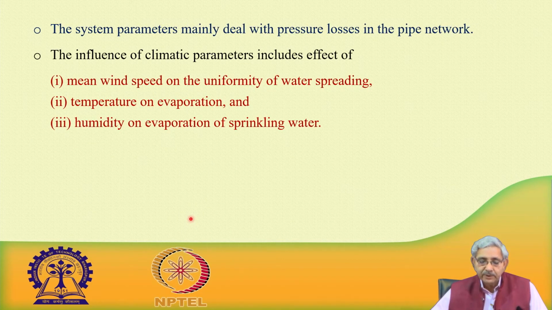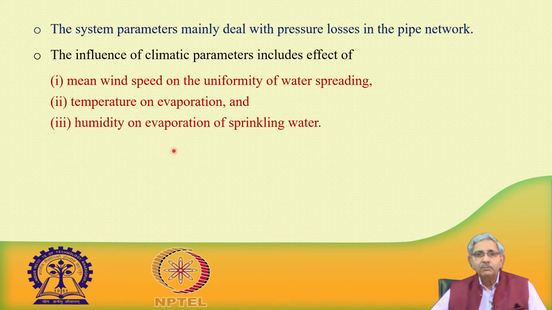The system parameters mainly concern the pressure losses in the pipe network, and then there is the influence of climatic parameters. Climatic parameters include the mean wind speed, which also changes the uniformity of water distribution, and the temperature of the place, because that influences evaporation. When the water sprinkles, the droplets get evaporated before they fall on the ground or on the plant foliage.